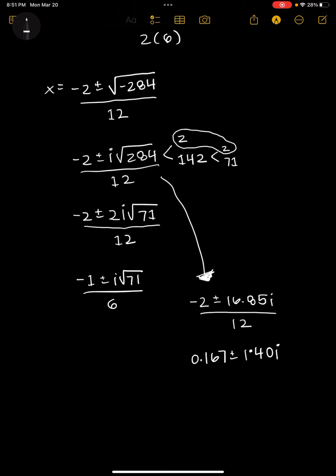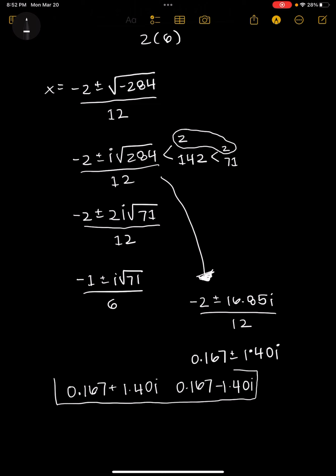But potentially we could write it like this. And you could even write it separately. So you could say 0.167 plus 1.40i, and then 0.167 minus 1.40i. Normally we would just leave it in radical form, but if you get really nervous and you want to put it into decimal form, you can write it like this as well. And this is how we use the quadratic formula to solve quadratics.